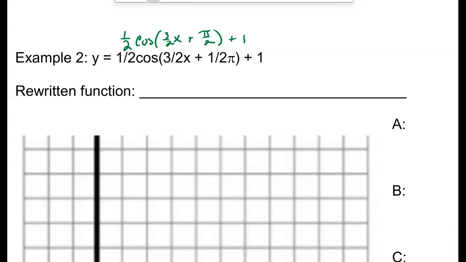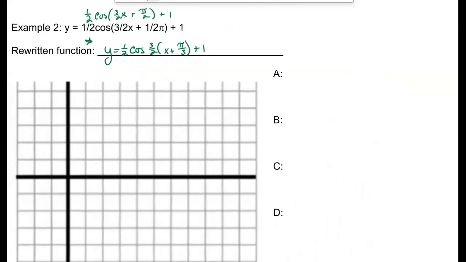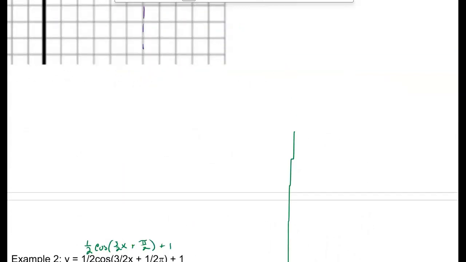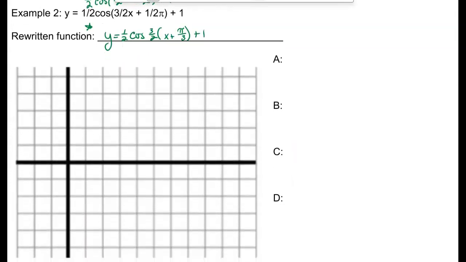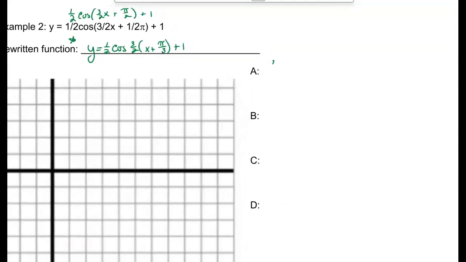So let me give you an example. Guys, what is our rewritten function? Y equals a cosine of 3/2 times x plus pi over 3, or 1/3 pi, plus 1. Okay, so let's write down what we know. We have 1/2 here. How would we verbalize that, my friends? Vertical shrink by a factor of what? A factor of 1/2, correct?